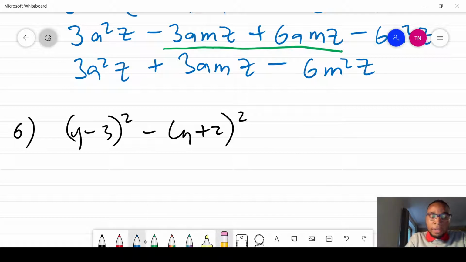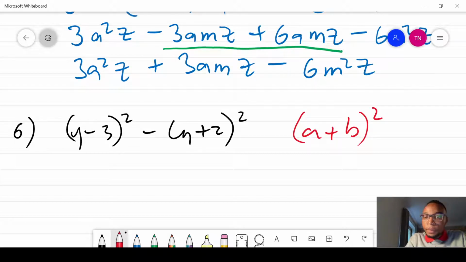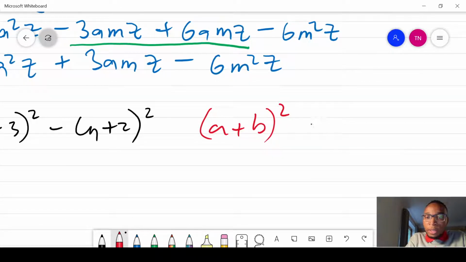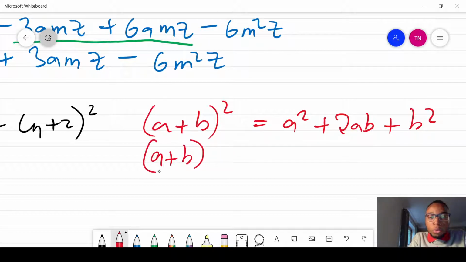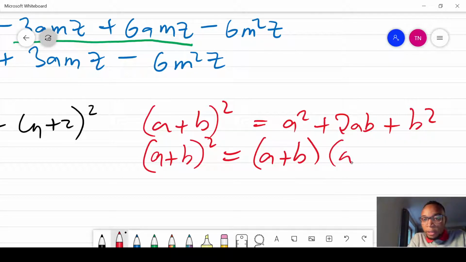Let's just use a different color. So let's use red here. So a plus b squared is equal to a squared plus 2ab plus b squared. And you're possibly asking yourself, how did we get here? And you know what, a plus b whole squared is equal to a plus b multiplying a plus b. That is what it is equal to.